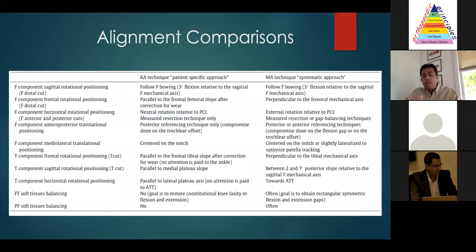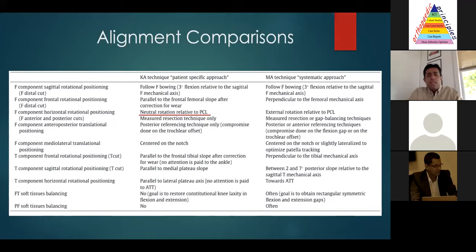So mechanical alignment is the Insall principle that we've been following for years, where basically we want to correct the mechanical axis of the joint to within 3 degrees. And that range has been expanded by some of the studies out of the Mayo Clinic, saying that you don't have to aim for 0 degrees or neutral. You can be within 3 degrees and it could be forgiving. A kinematic principle, these are the differences.